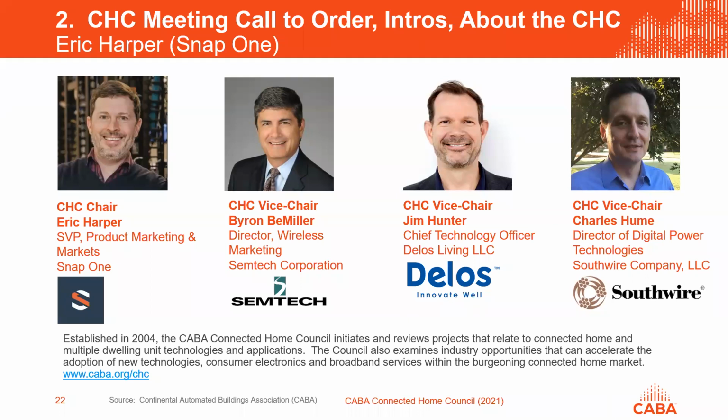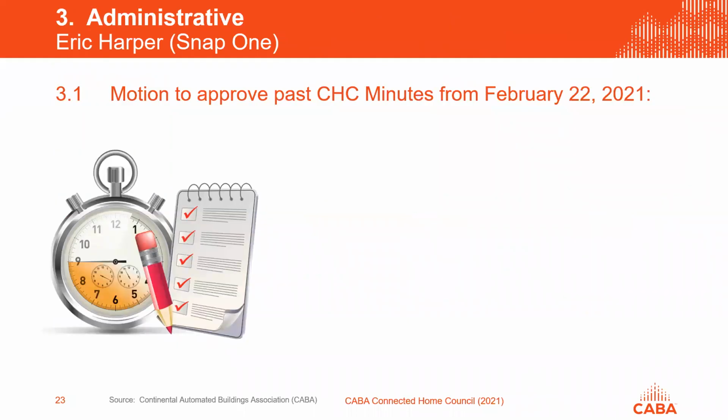So the first order of business I'll start with is to ask for a motion to approve the past Connected Home Council minutes from the previous February 22nd meeting. Those can be found at the CABA.org website /CHC. So I'd like to make a call for a motion to approve the minutes.